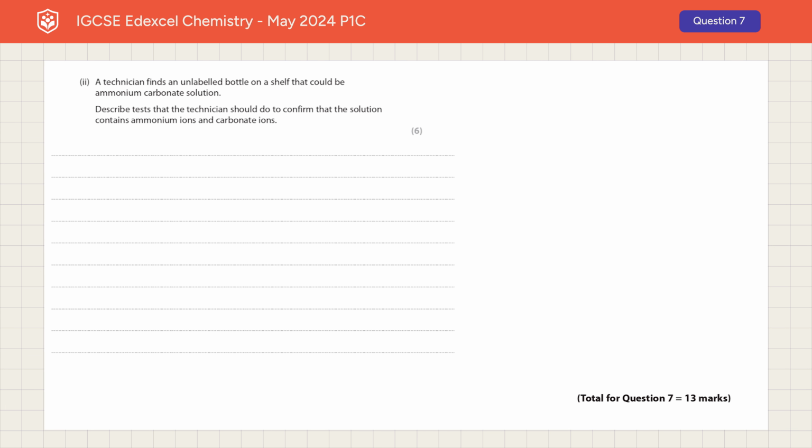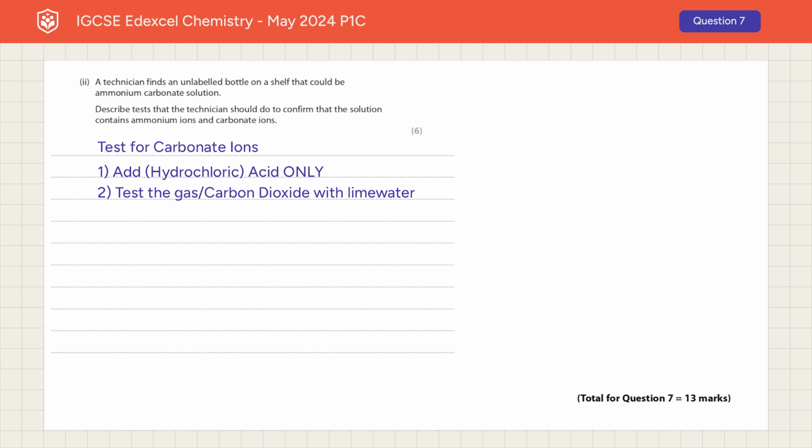Finally, let's play lab detectives. Say you find an unlabeled bottle that might be an ammonium carbonate solution. How do you confirm it? You need to test for both ammonium ions, NH4+, and carbonate ions, CO3 2-. The first step is to test for carbonate ions. Add a few drops of a strong acid, like dilute hydrochloric acid. If carbonate ions are present, you'll see effervescence, fizzing, as carbon dioxide gas is produced. To confirm it's carbon dioxide, bubble the gas through lime water. If it's a carbonate, the lime water will turn cloudy or milky.